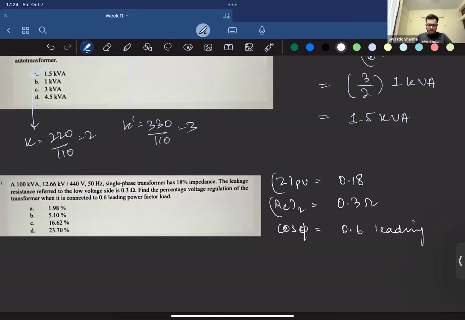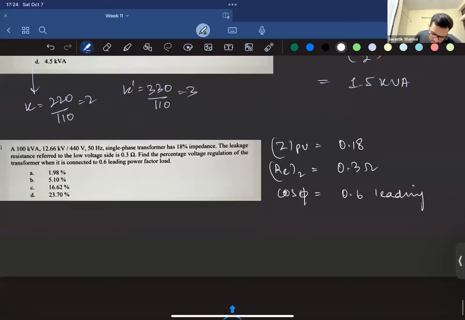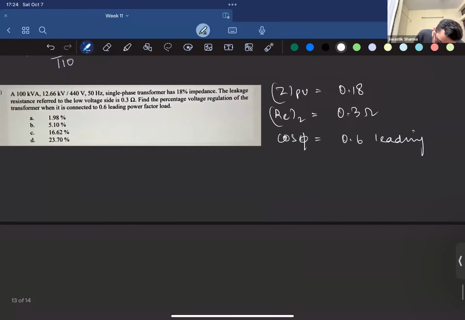So what are we required to find? We are required to find the voltage regulation. So for that, we need the base value, right? ZB is what? V2 upon I2.